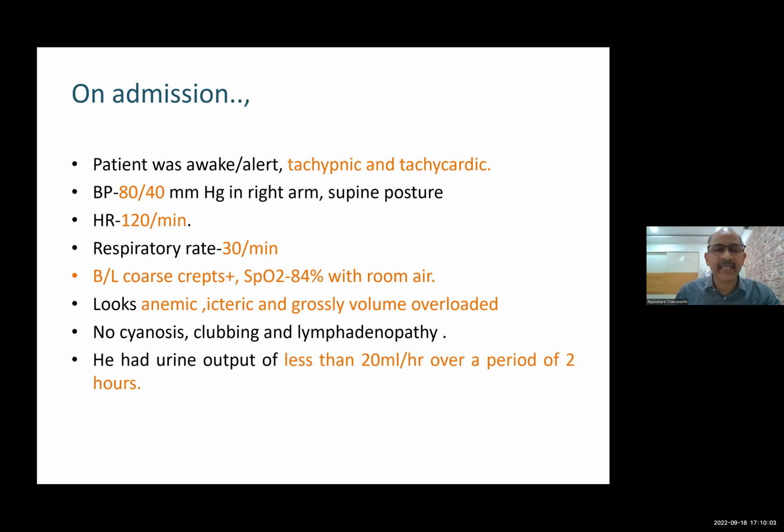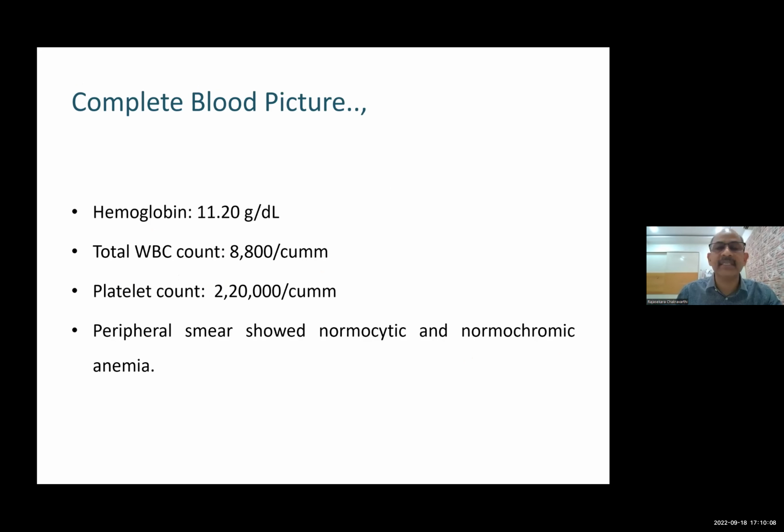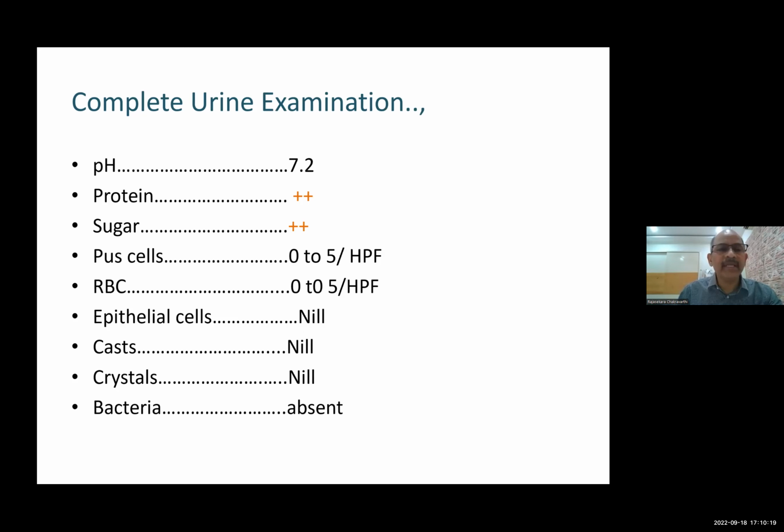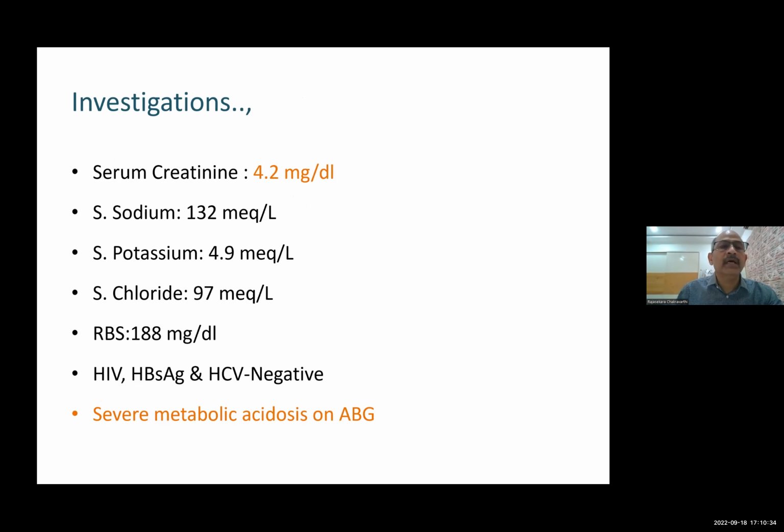He did not have any cyanosis, clubbing, or lymphadenopathy. His output was less than 20 ml for 2 hours in the ER. His blood picture showed WBC count was okay, platelet count was okay, normocytic, normochromic picture. As I already informed, he was a diabetic, urine sugar 2+. There was also some protein in the urine. In acute situations, we may not be sure how much importance to give to this. Obviously, there was no urinary infection. Creatinine, by the time we got our labs, was 4.2, with electrolytes being okay, and there was severe metabolic acidosis.